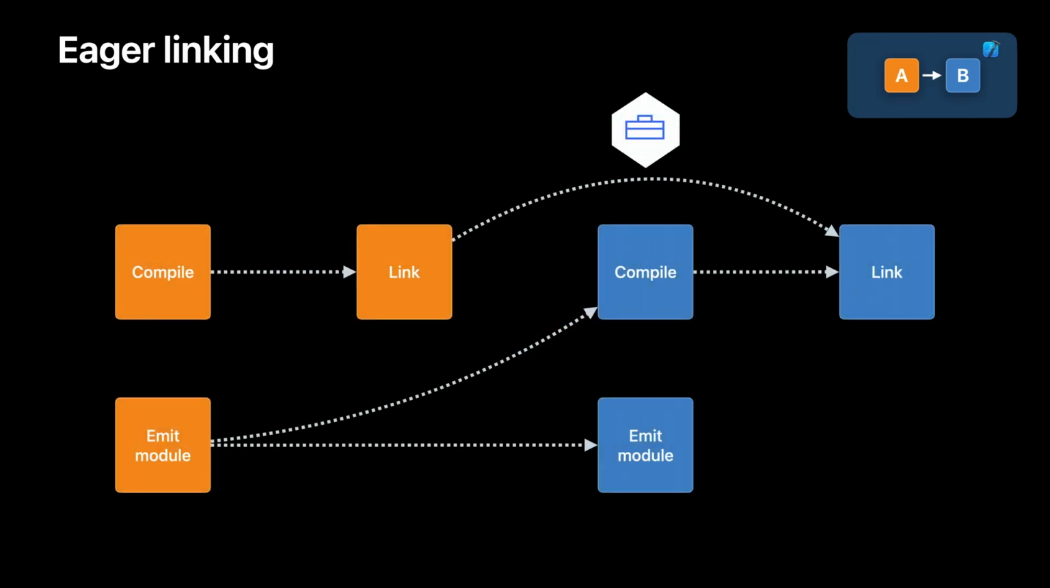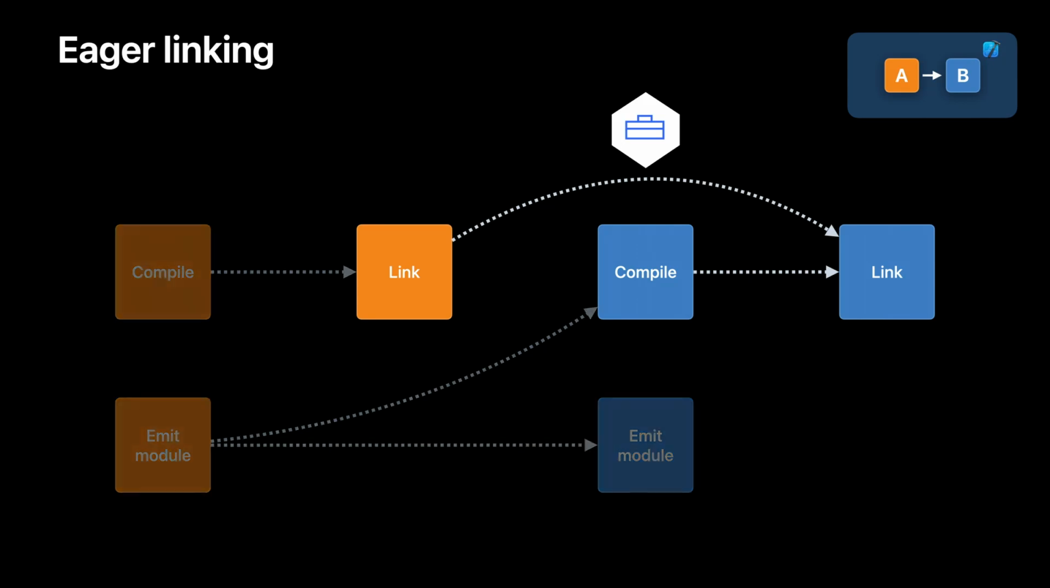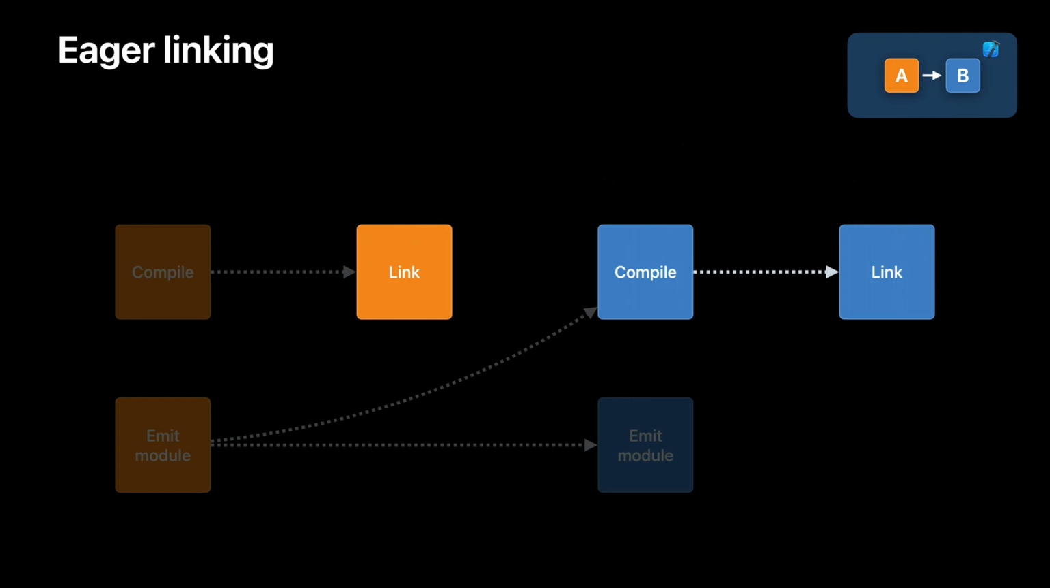Normally, the dependency graph of 2 targets with a linked product dependency looks something like this. Linking the dependent target requires the linked product of its dependencies in addition to the target's own compilation outputs. When linking eagerly, this dependency is broken, allowing the dependent target to start linking earlier.